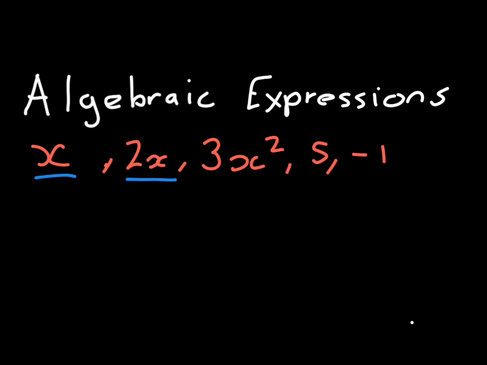Now what about 3x squared? Well, because this x is not an x alone, it is x squared, 3x squared is not the same as an x or a 2x. That x squared means that it's a completely different variable. So with that in mind, we can see that there are no like terms for 3x squared. And then lastly, we've got 5 and minus 1. Both of them don't have any x's or any variables associated with them. This means that they are both constants, and therefore they are like terms.